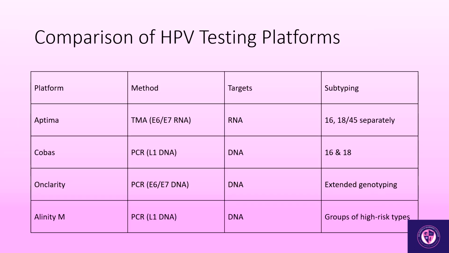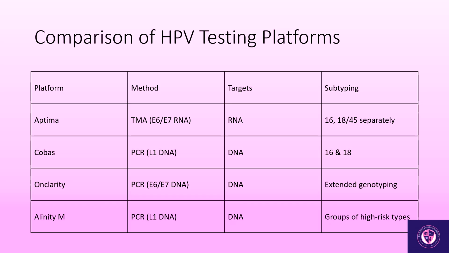If you compare the different platforms that are available for HPV testing, you notice that each of these platforms differs in its target, method, and the ability to subtype the HPV. The first row is the Aptima. The Aptima assay uses transcription-mediated amplification and detects the E6 and E7 RNA. So this gives a high clinical specificity because it identifies the transcriptionally active infections. The second row is the Cobas and the last is the Alinity.